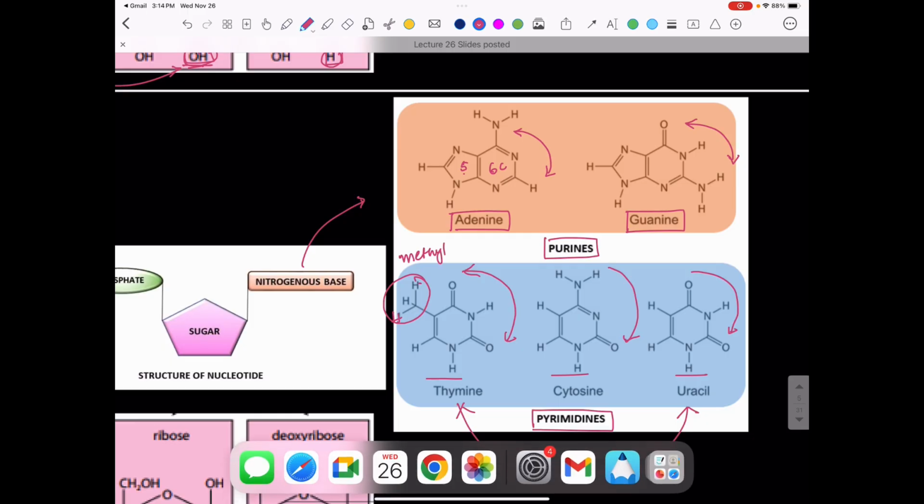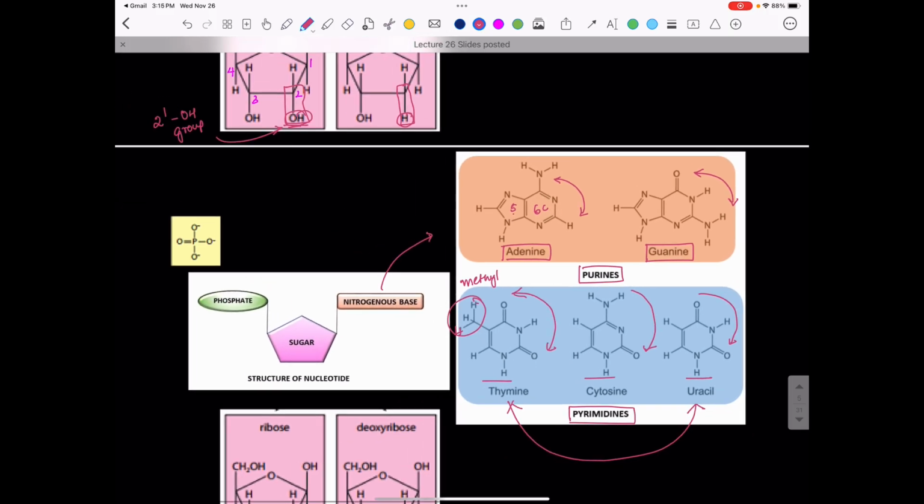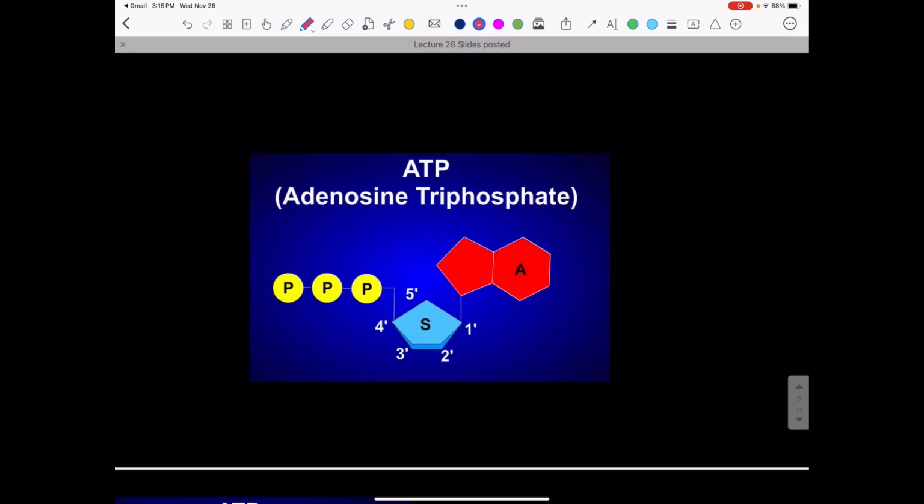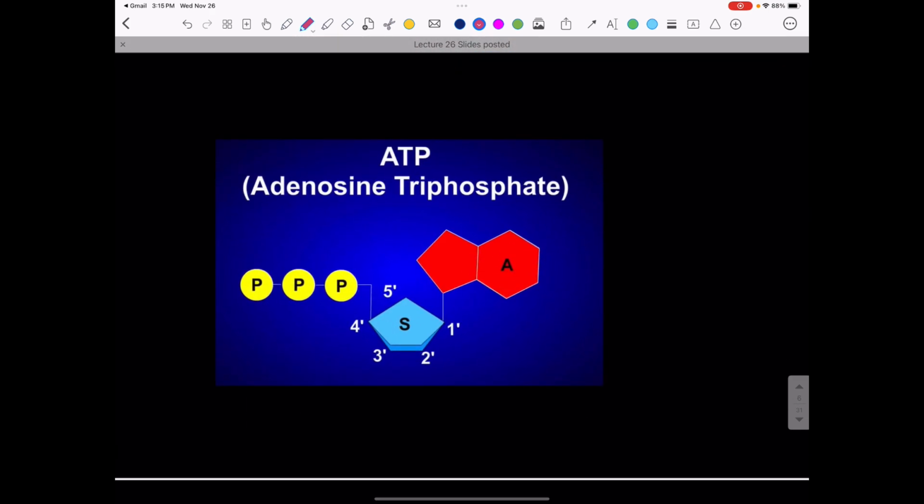So the nitrogenous bases are classified into purines and pyrimidines. Purines have adenine and guanine, and pyrimidines we have thymine, cytosine, and uracil. One of the most important mononucleotides is ATP, which is used as the energy currency of the cell. So it contains adenine as the nitrogenous base and the ribose sugar as the sugar part of it, and it contains 3 phosphate groups which are shown in that phosphate linkage.